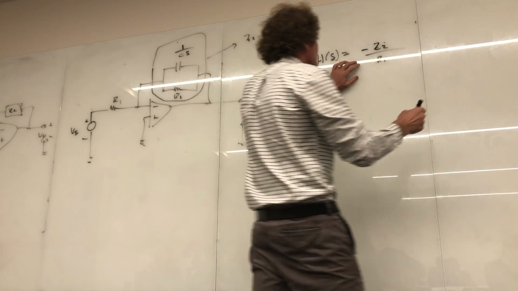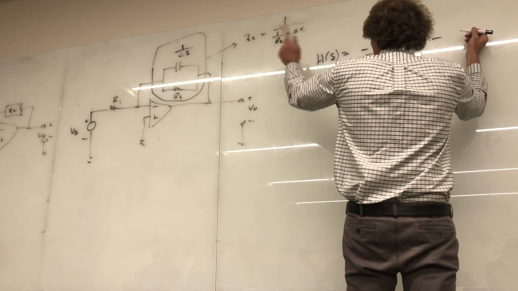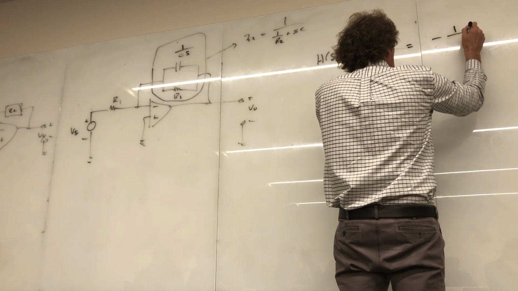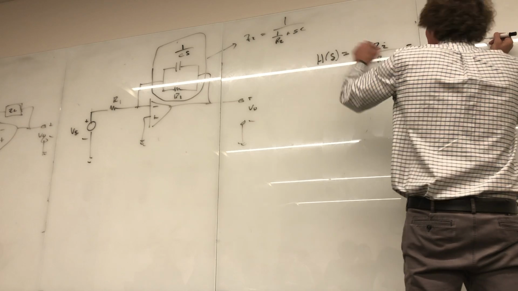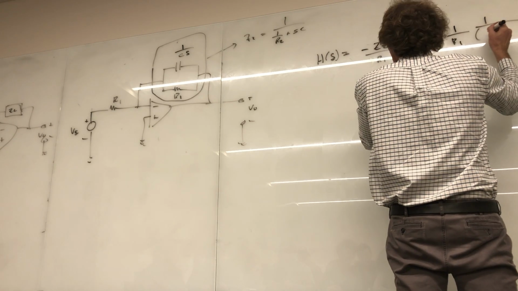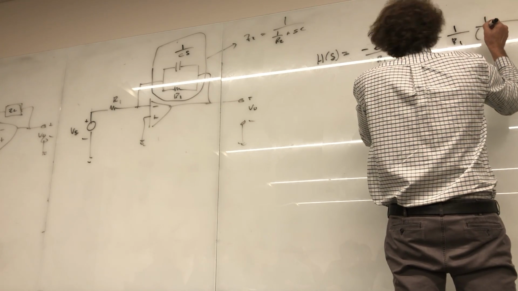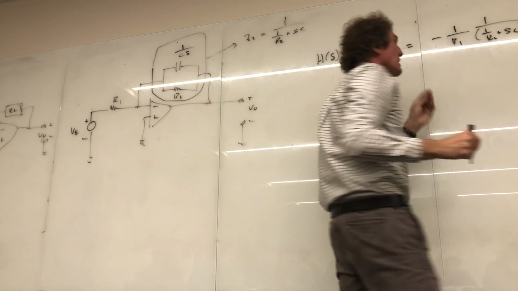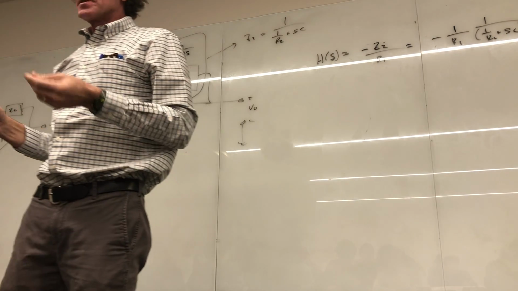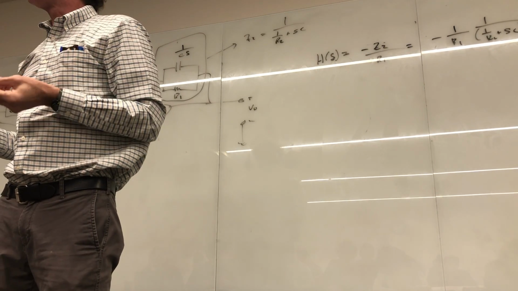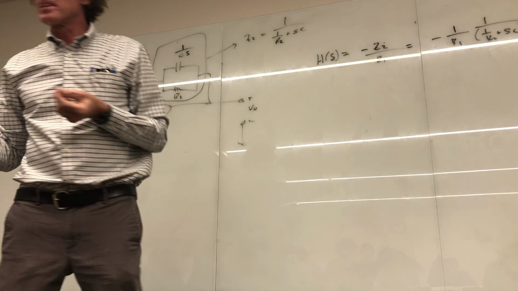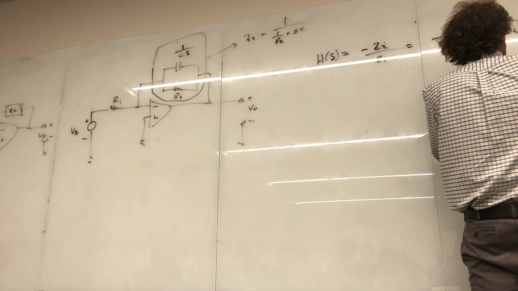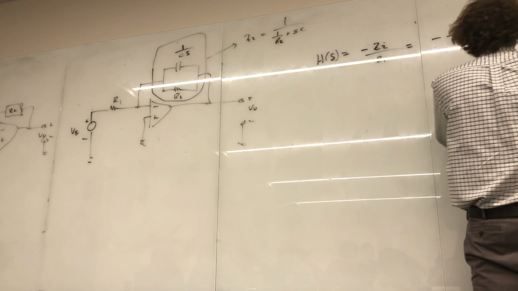So now when I take a look at this, it's minus 1 over this, right? So over R1, so I have 1 over R1. Now I divide that by 1 over R2 plus SC. Agreed, class? That's H of S. And now I'm going to clean it up a little so I can do an inverse Laplace transform. And when I do that, I need to divide top and bottom by C. So now I have minus 1 over R1C, right?